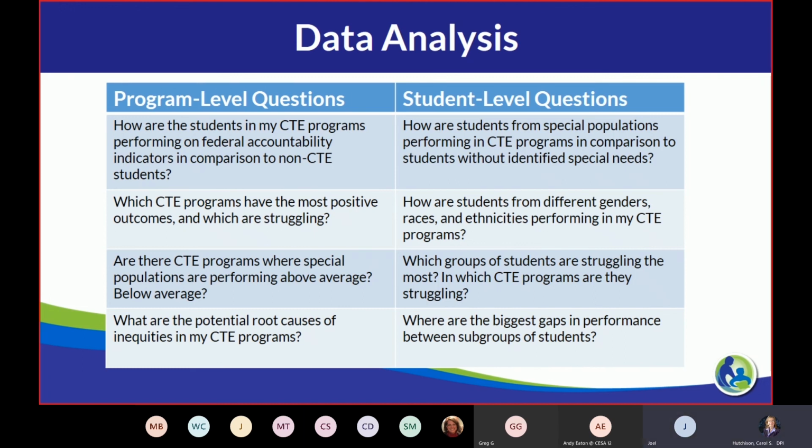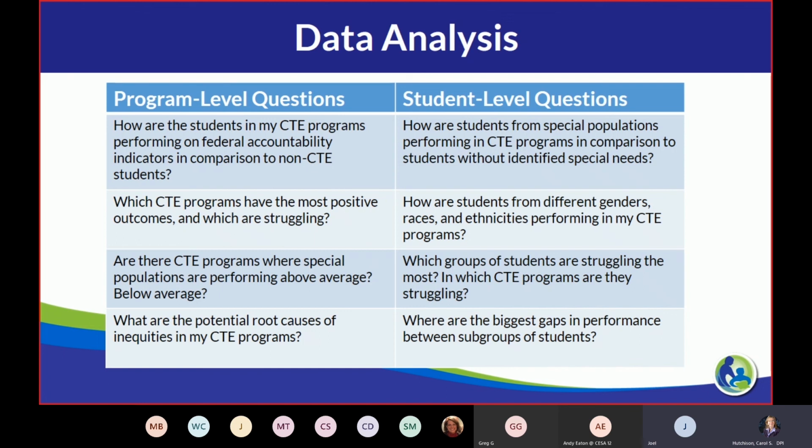For student level questions about your data and analysis, ask, how are my students from special populations performing in CTE programs in comparison to students without identified special needs? How are my students from different genders, races, and ethnicities performing in my CTE programs? Which groups of students are struggling the most? In which CTE programs are they struggling? Where are the biggest gaps in performance between subgroups of students?